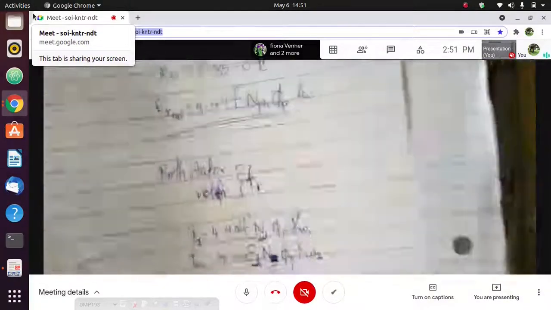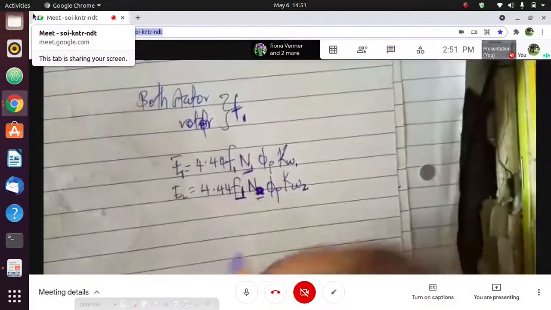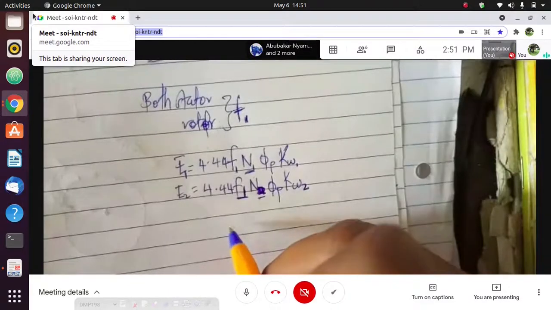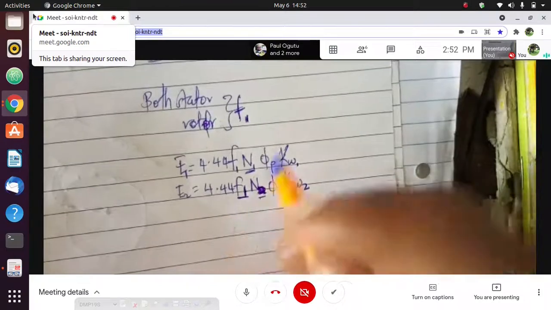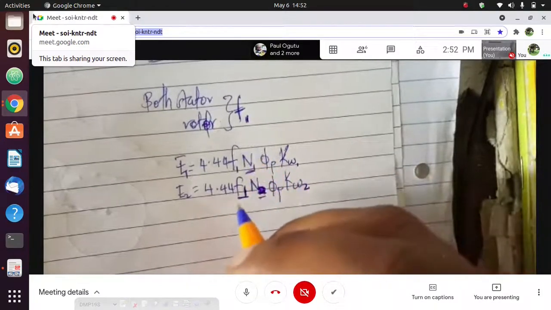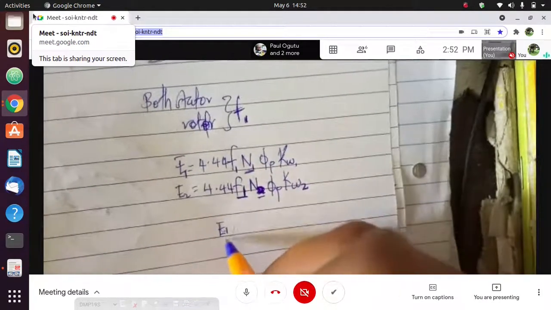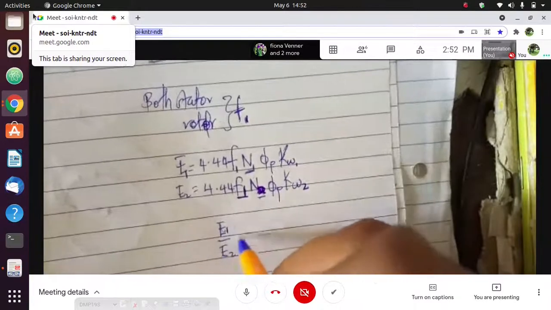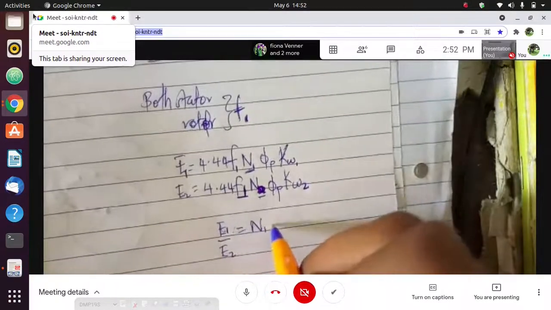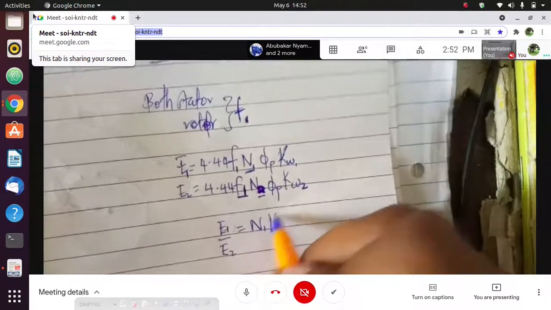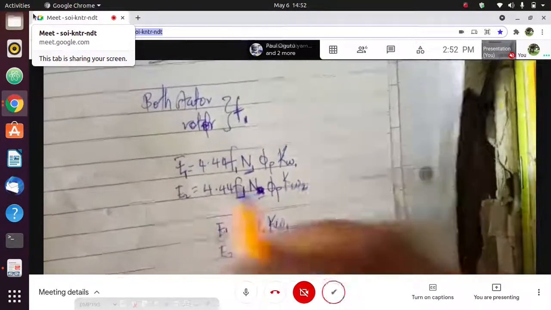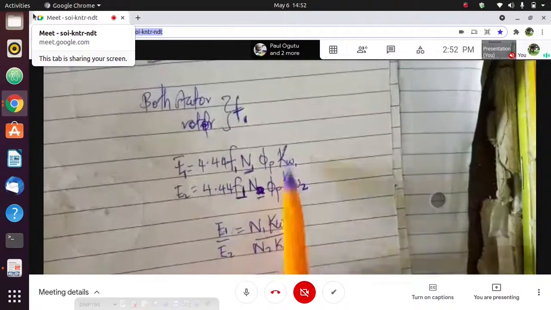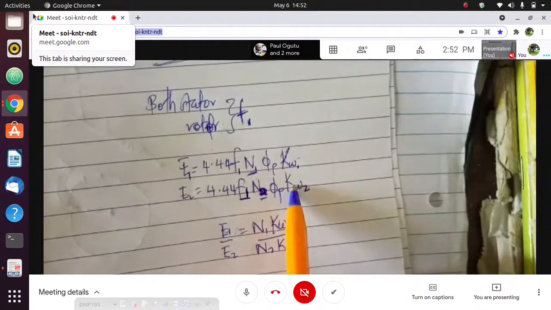Now, because the windings in a wound rotor are usually similar, the winding material of the stator and the rotor are usually similar. So the induced voltage in the rotor will be... the winding factors Kw1 and Kw2 will be equal.